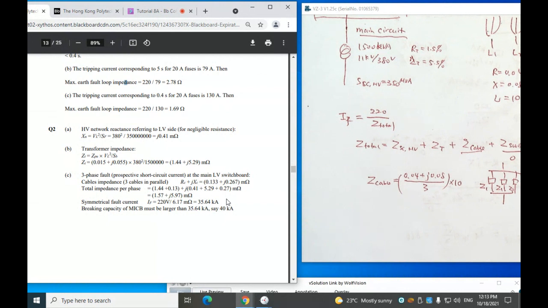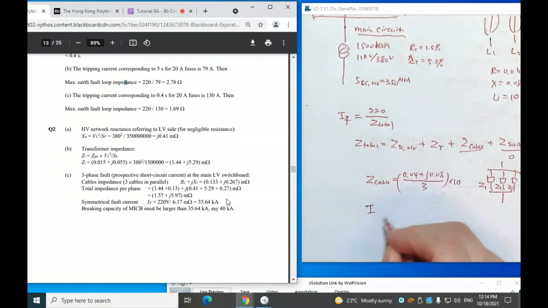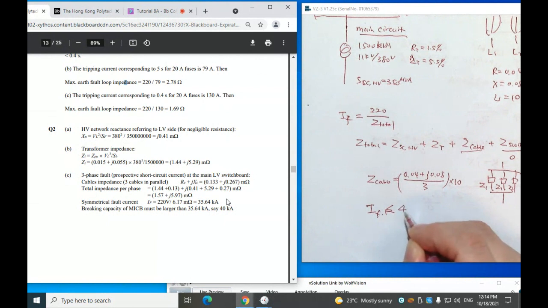So you will come up with the result of 35.64 kiloamperes. That is a large fault current, 35.6 kiloamperes, and actually the largest fault current we expect in the electrical installation is 40 kiloamperes.